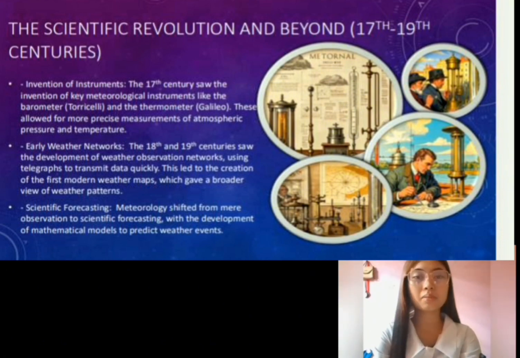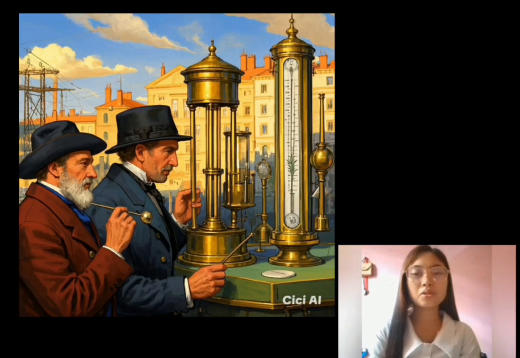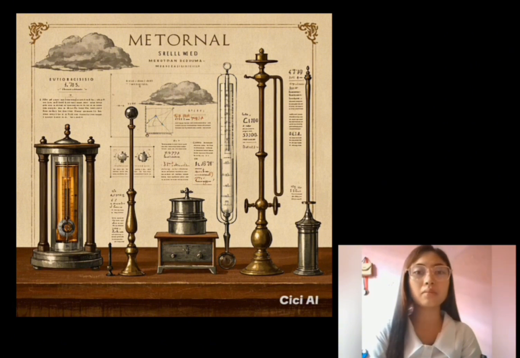Rise of synoptic meteorology: 19th century, networks and forecasting. Development of weather networks: the 19th century witnessed the establishment of national meteorological services in several countries. The telegraph enabled rapid transmission of weather observations, allowing for the creation of synoptic weather maps, maps showing weather conditions across a wide area at a specific time.